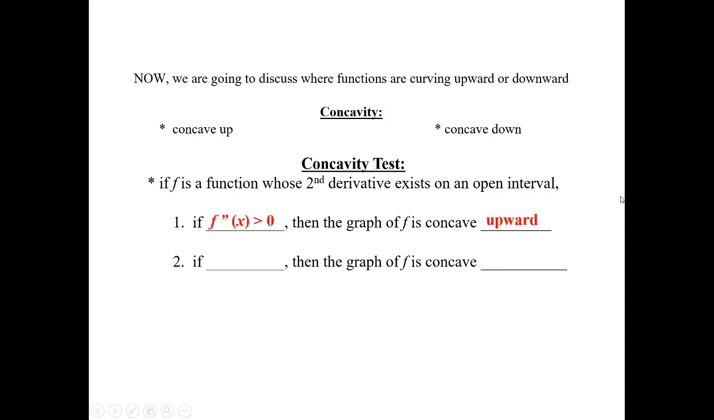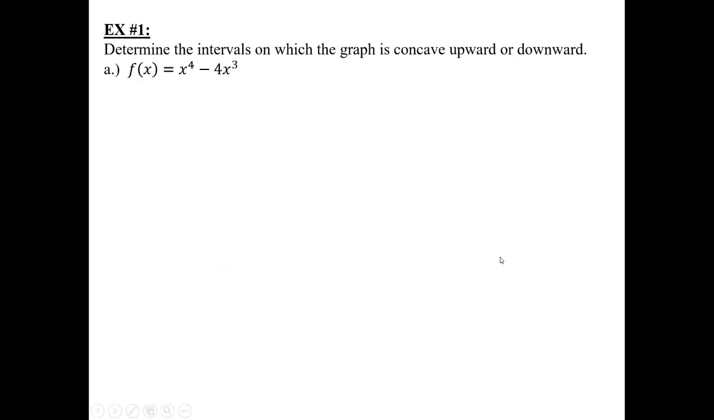If f double prime of x is greater than 0, then the graph of f is concave upward. While if the second derivative of the function f of x is less than 0, then the graph of f is concave downward. So that just means that when the second derivative of f of x is greater than 0, we have an upward concavity. While if it is less than 0, we have a downward concavity.